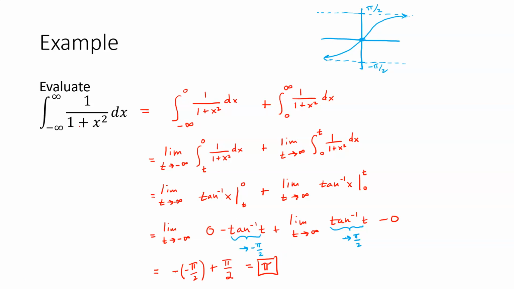Okay, so what we've shown is that the area under this curve is equal to pi. 1 over 1 plus x squared is actually a bell-shaped curve, looks more like this. And the area under this is equal to pi, going all the way from the left end, out to negative infinity, all the way to the right end, going to the right forever.